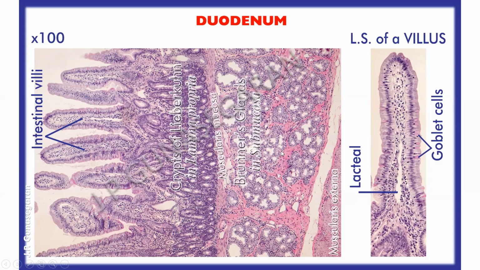Mucosa has Brunner's glands which secrete alkaline mucus that neutralizes acid chyme and protects the duodenal mucosa from autodigestion. There are also endocrine cells present in the mucosa that secrete hormones like urogastrone, secretin and cholecystokinin. Urogastrone inhibits HCl secretion in the stomach, and the other two hormones, secretin and cholecystokinin, regulate pancreatic secretion.